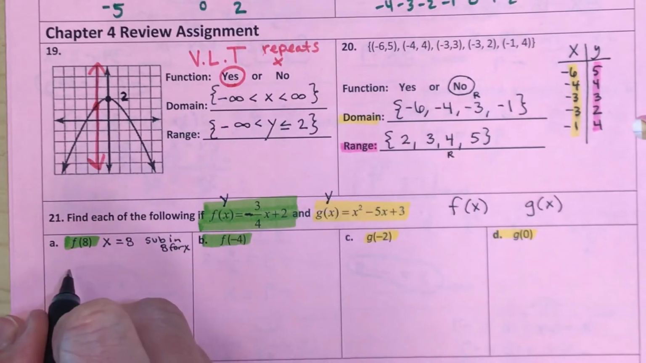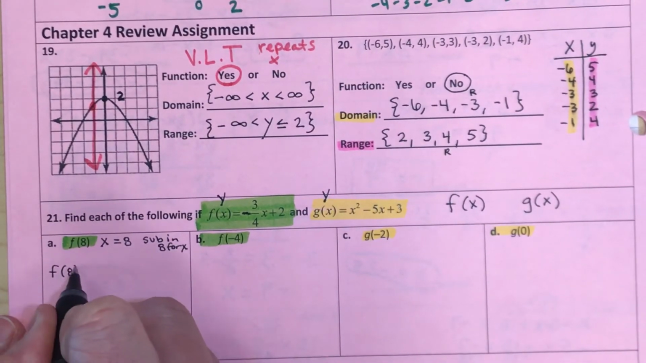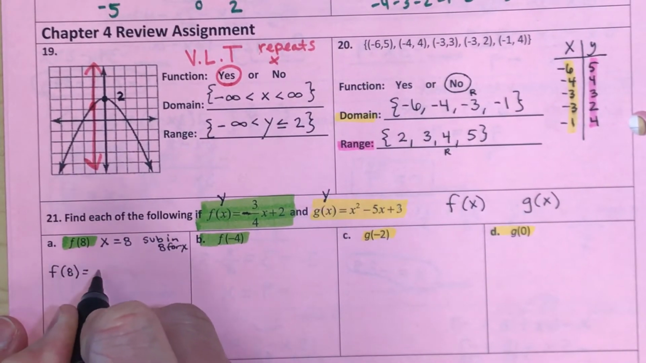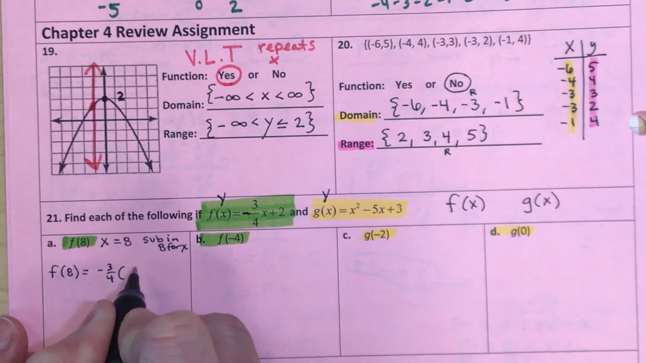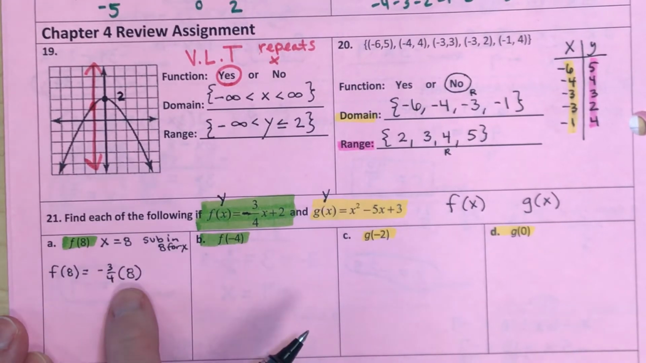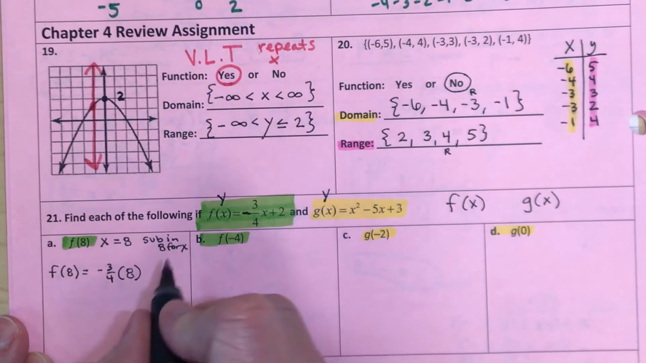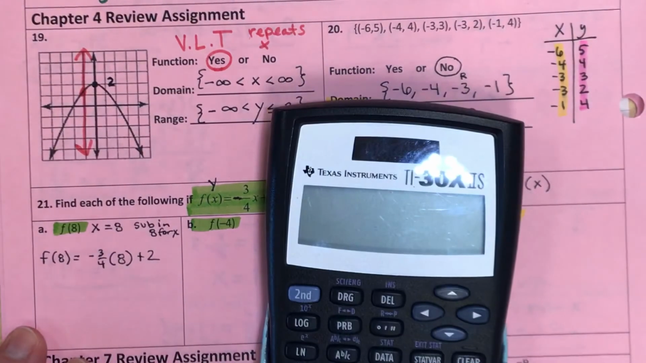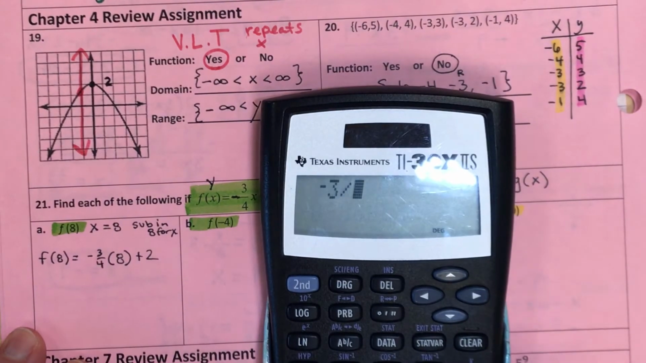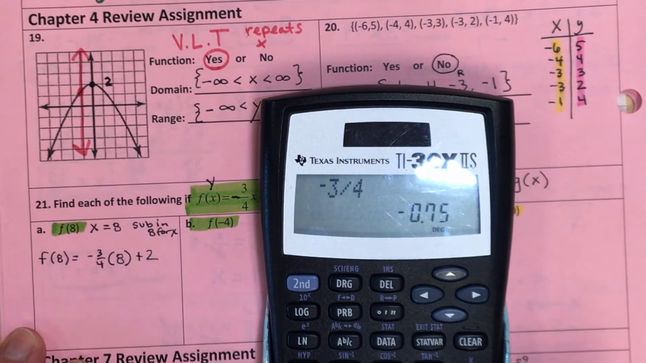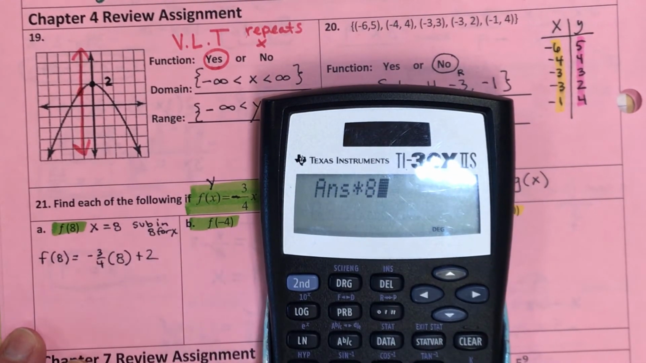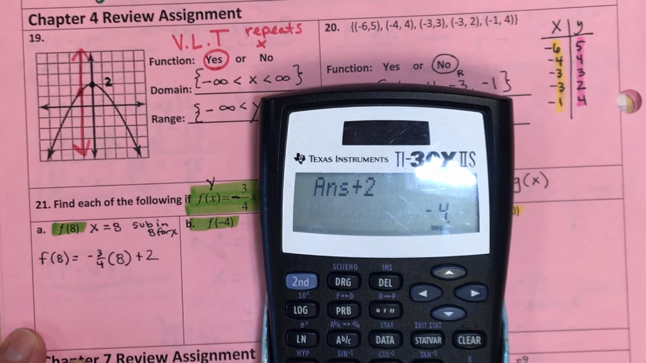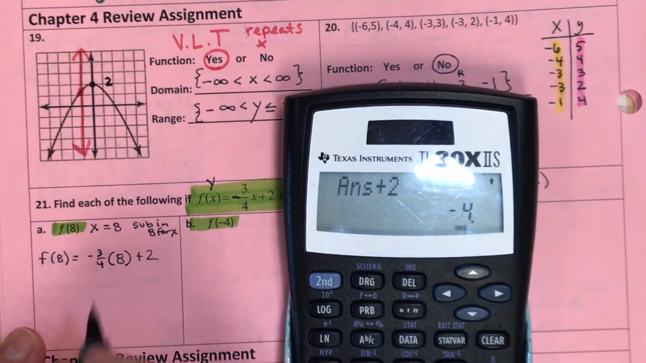So my function is -3/4 x, which now I'm going to replace with the number 8, plus 2. And now we'll just use my calculator to solve. So -3/4 times 8, and then I'm going to add 2. And I get an answer of -4.